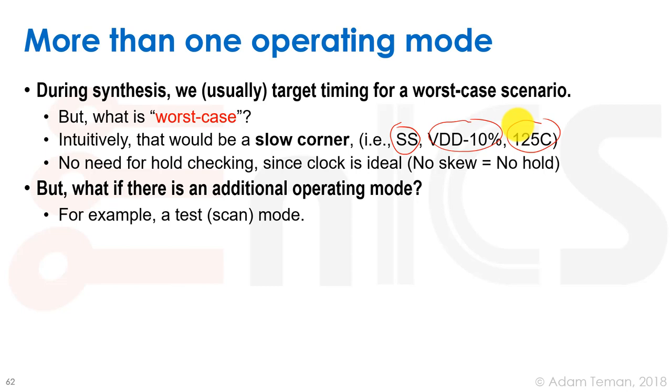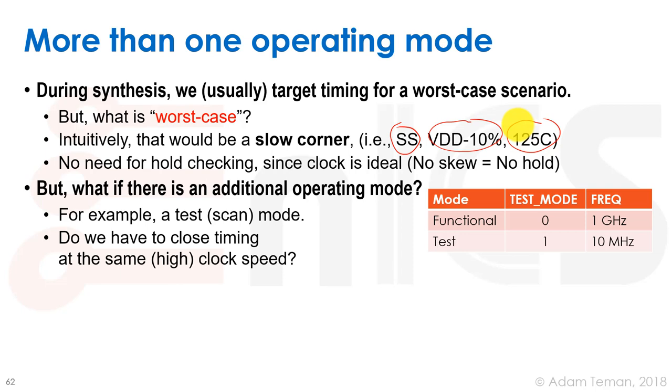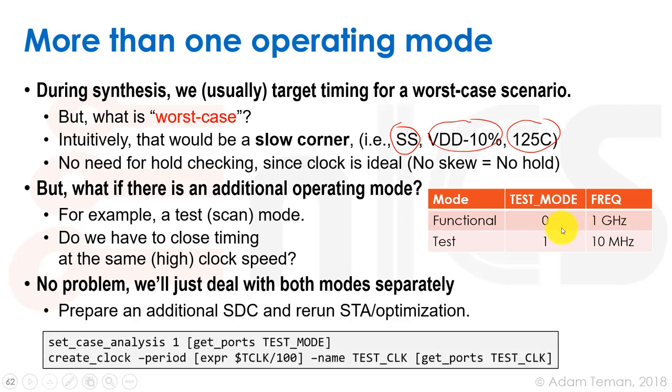But what if there is an additional operating mode? For example, what if we have a test mode or a scan mode? When we have such a mode, do we have to close timing at the same high clock speed? For example, here we have this table in our spec that says that we have two modes, functional and test. We have some sort of a pin, maybe it's a register or an external port. They get some sort of case analysis on a 0 or a 1 for a test mode. But for each of them, we have a different frequency. Do we have to close timing in test mode at our high frequency, at our 1 gigahertz frequency? Or can we just close it at the 10 megahertz frequency that the spec requires?